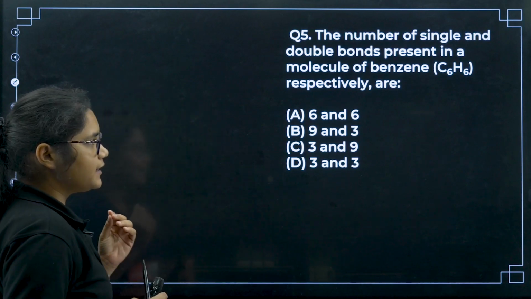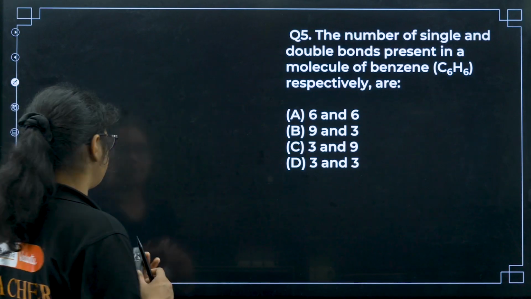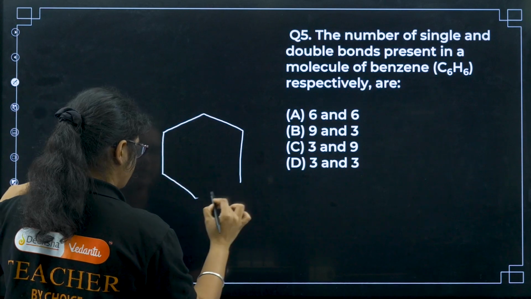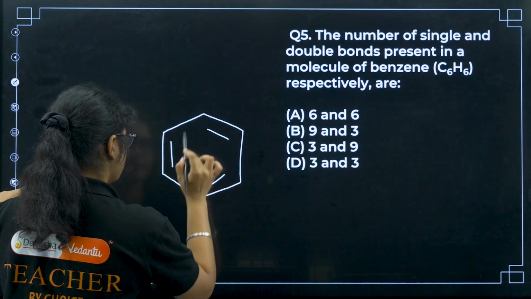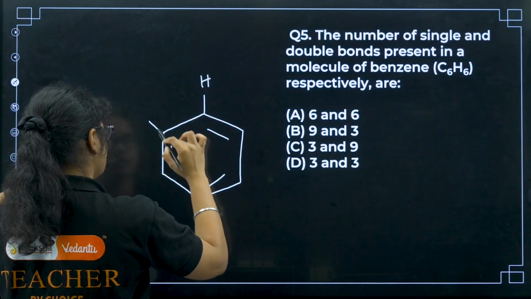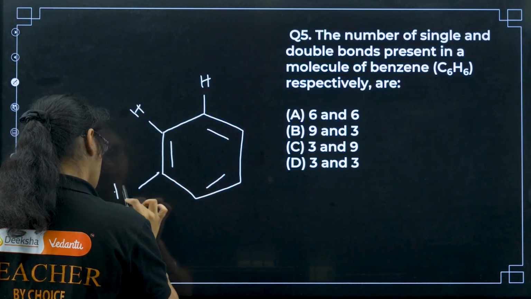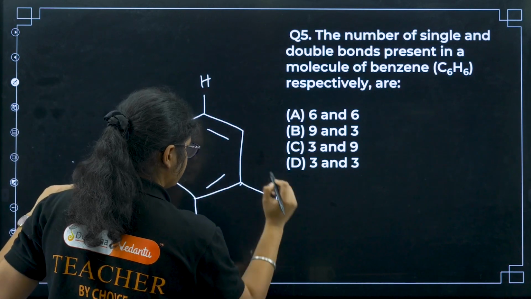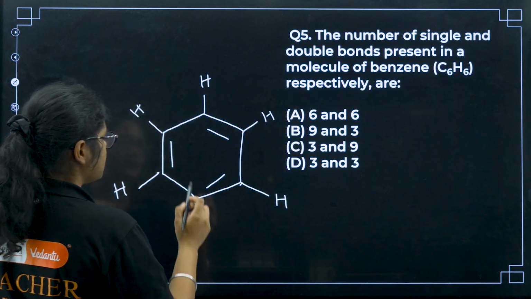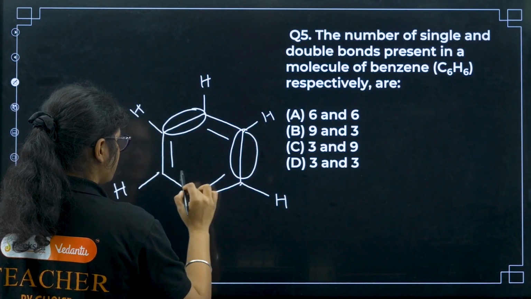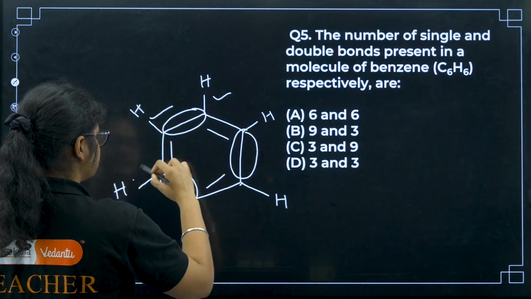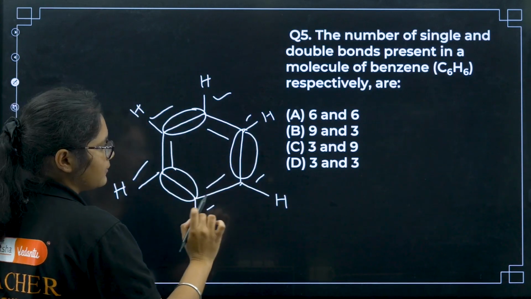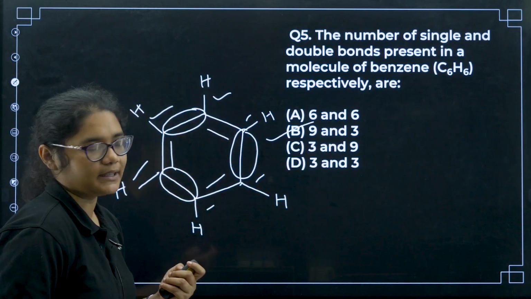The number of single and double bonds present in the molecule of benzene. This is a bit tricky question. If you draw the structure of benzene, it is like this, and you have hydrogen on each carbon. Now if you count the single bonds here, 1, 2, 3, then 4, 5, 6, 7, 8, 9, so 9 single bonds, and we have 3 double bonds. So that is option number B.